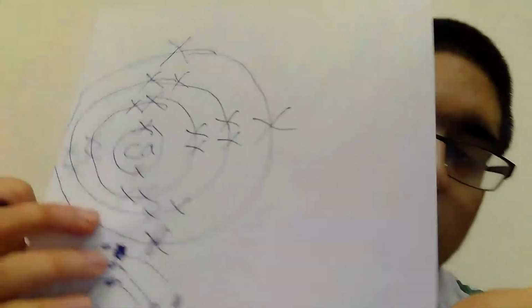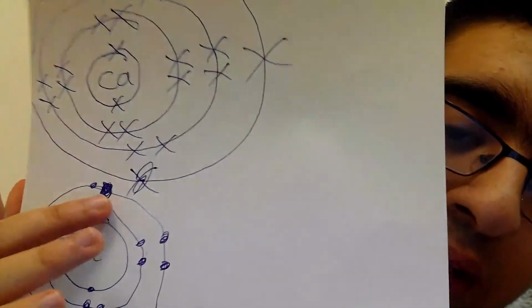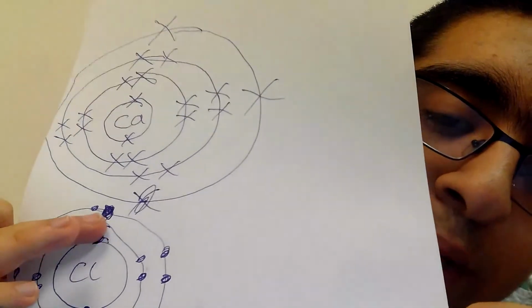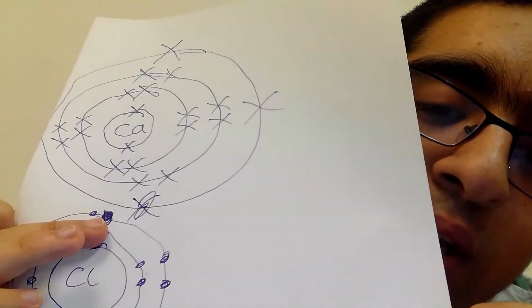Now, wait, have I done everything? No, wait, this should not be there. But basically, this is calcium. This is chlorine. Ignore that big squiggle there. You can see that blue one, that's not meant to be an electron there. I made a little mistake there.